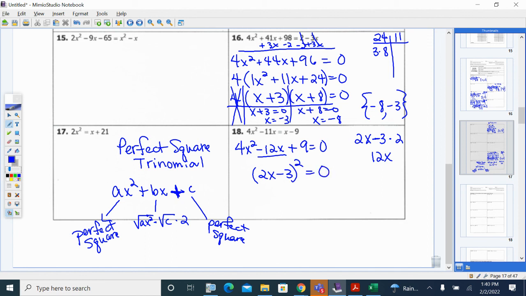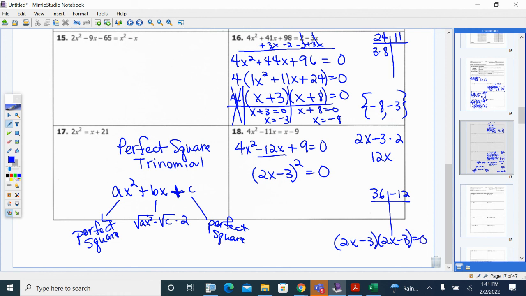If you understood about the perfect square trinomial, great. If not, then you're going to go back to the old method of multiplying the 4 times the 9 and doing your product sum, two numbers that multiply to give you 36, that add to give you negative 12, and you're going to factor. When you're done factoring, you're going to have 2x minus 3 times 2x minus 3, which is what I have here.